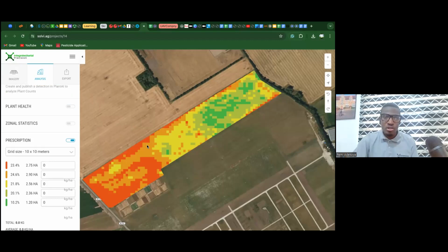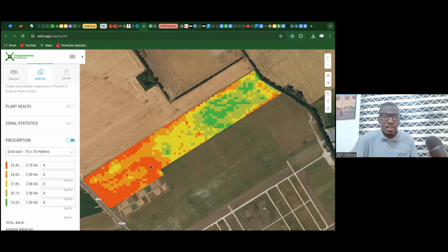Variable rate application is you applying agrochemicals or agro inputs, chemical, organic, whatever substance you want to apply, with the variability of the field in mind. You know that this side of the field is not doing well compared to this side. Therefore, you are not supposed to give the same quantity of input or treatment to the field. So this is where data analytics helps us, right?